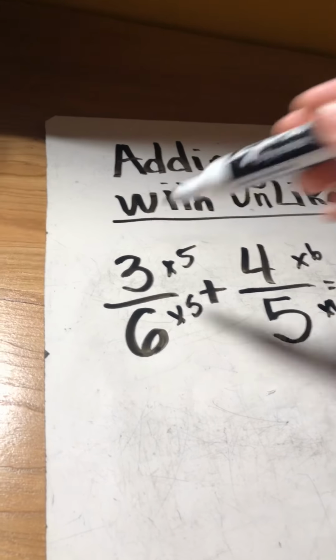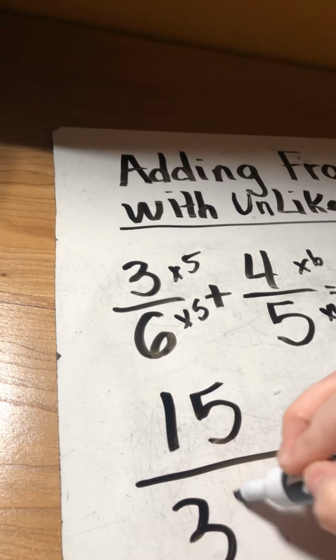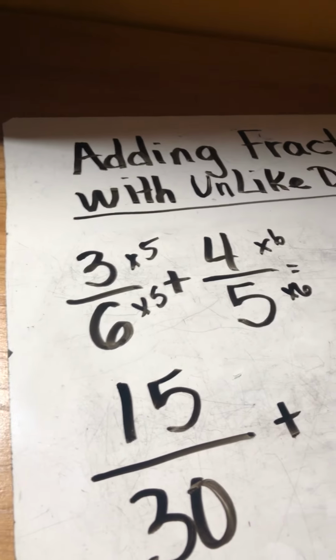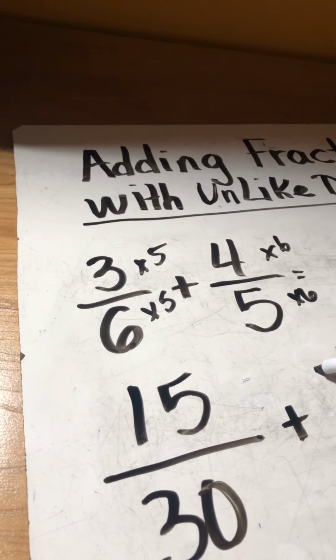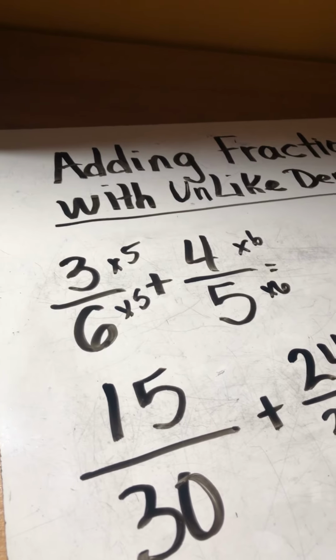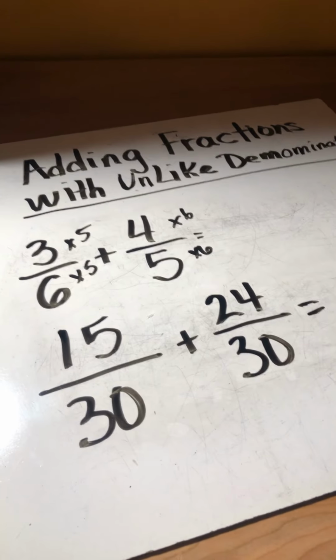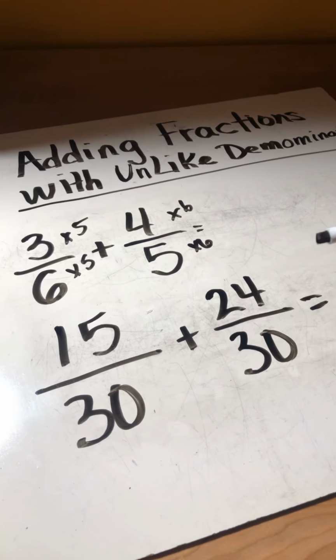All right, so what is 3 times 5 is 15. 6 times 5 is 30. All right, let's do 4 times 6 is 24. 5 times 6 is 30. Now we have a like denominator, so it's going to be easier to add.